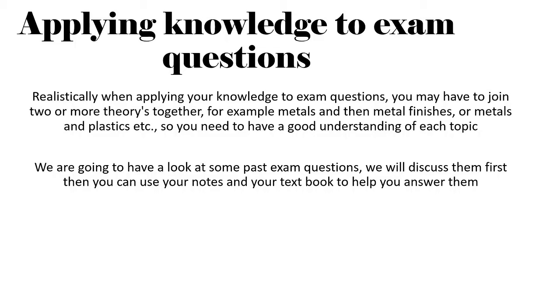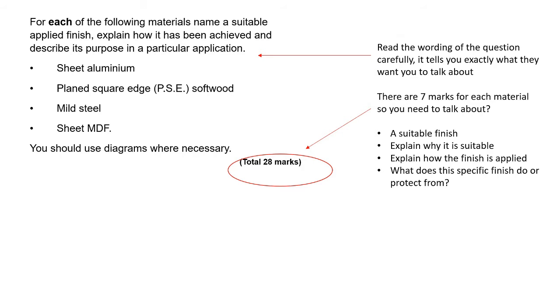How do we make sure it's going to be suitable to use outside? How do we change the colours? So you're combining plastics processes and then enhancing the materials. So it's making sure you can combine more theory topics together. So, first question. For each of the following materials, name a suitable applied finish, explain how it could be achieved, and describe its purpose in a particular application.